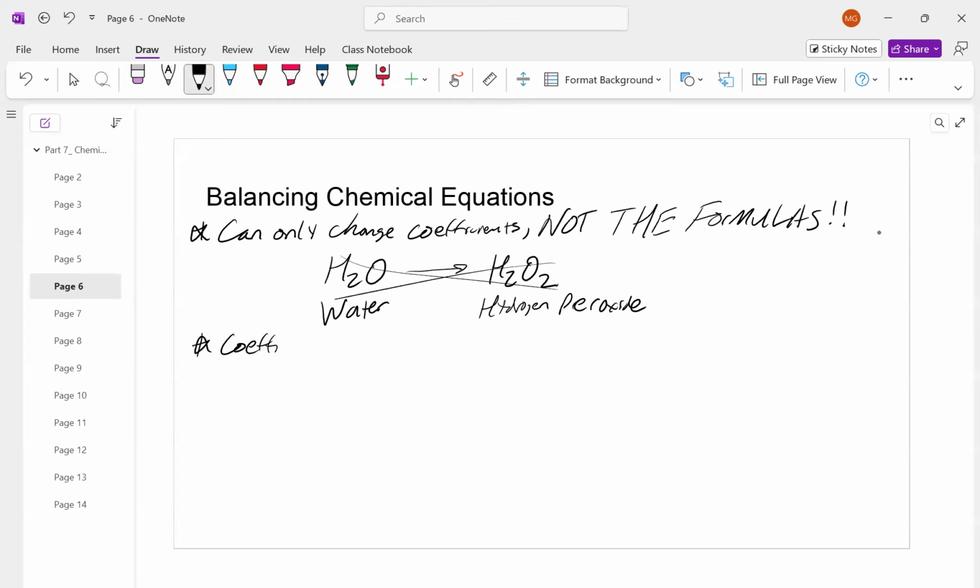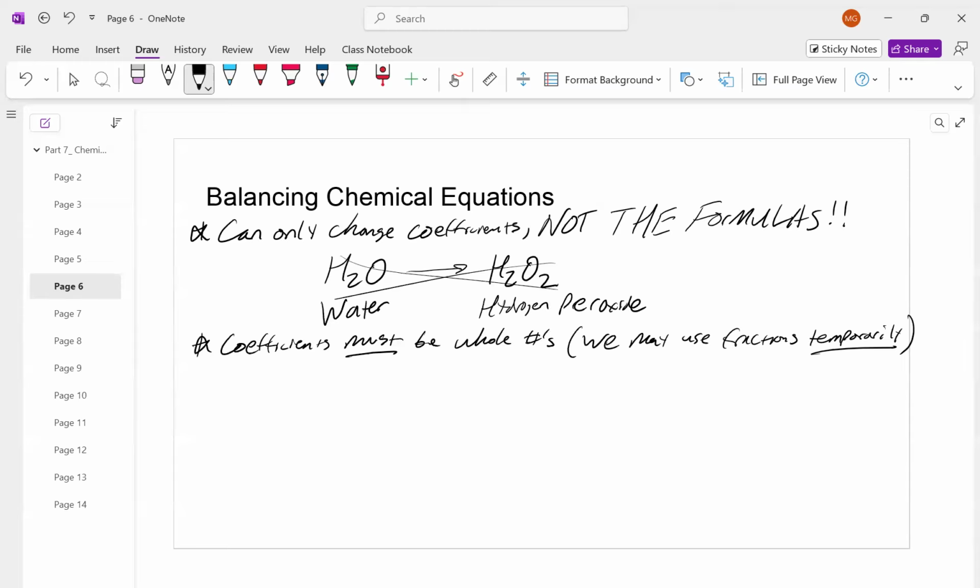Secondly, coefficients must be whole numbers. Now, sometimes we may use fractions temporarily, but our final answer will not have any fractions in it. And then lastly, coefficients must be reduced to lowest terms, kind of like a fraction.